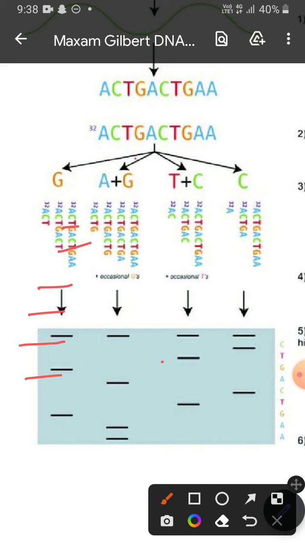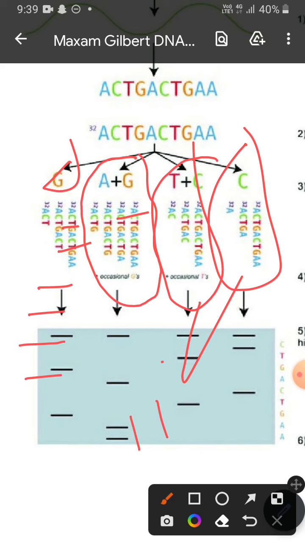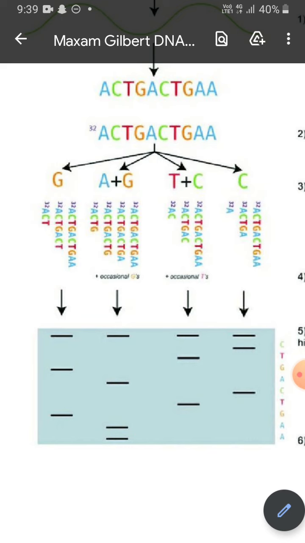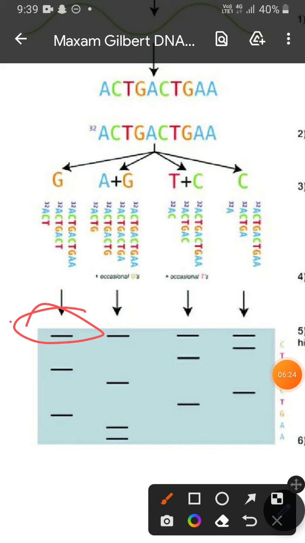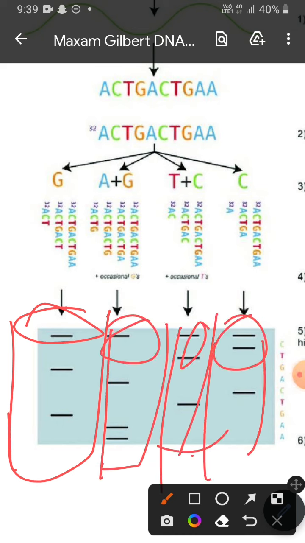In the case of A plus G, our dimethyl sulfate or piperidine concentration will be quite different from the G tube, so that it can also cut the A nucleotide. In the case of C plus T, we will add hydrazine, and for C alone we will also add hydrazine, and obviously the hydrazine concentration will be different in both cases. Now we have different radioactively labeled DNA fragments in 4 different test tubes.